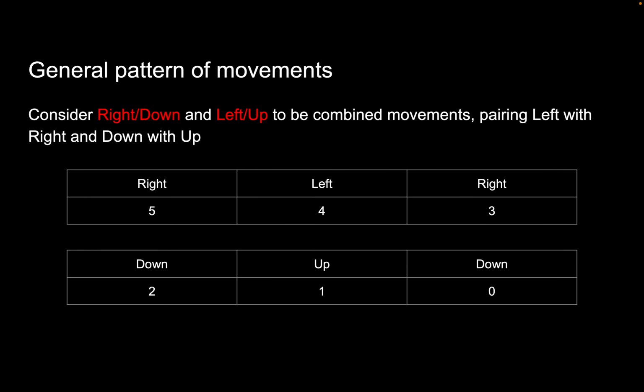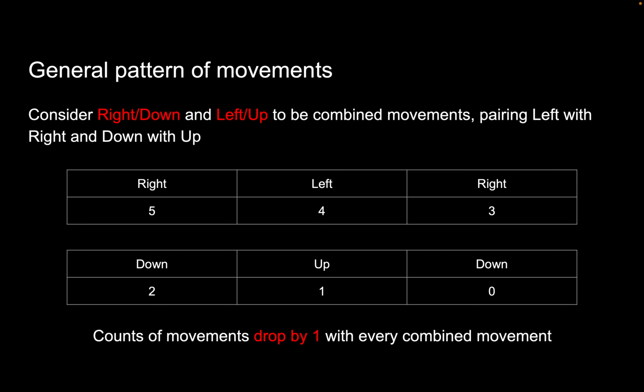So we can tabulate the number of elements covered in each movement. If we look at the right, left, right movements, they go in decreasing order from 5 to 4 to 3 to 2 to 1 to 0. In a similar way, the down, up, and down movements go from 2 to 1 to 0 in the number of elements covered, reducing by 1 each time. Thus, we can see that the count of movements drops by 1 with every combined movement. A combined movement is right and down together, or left and up together.